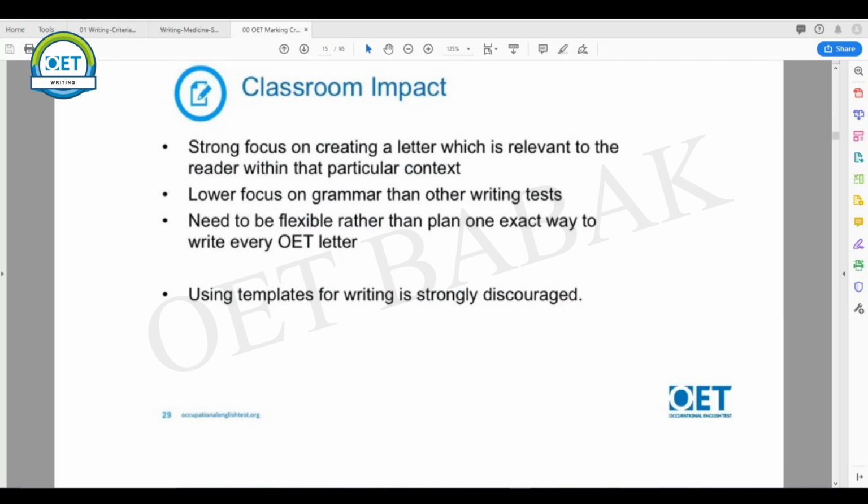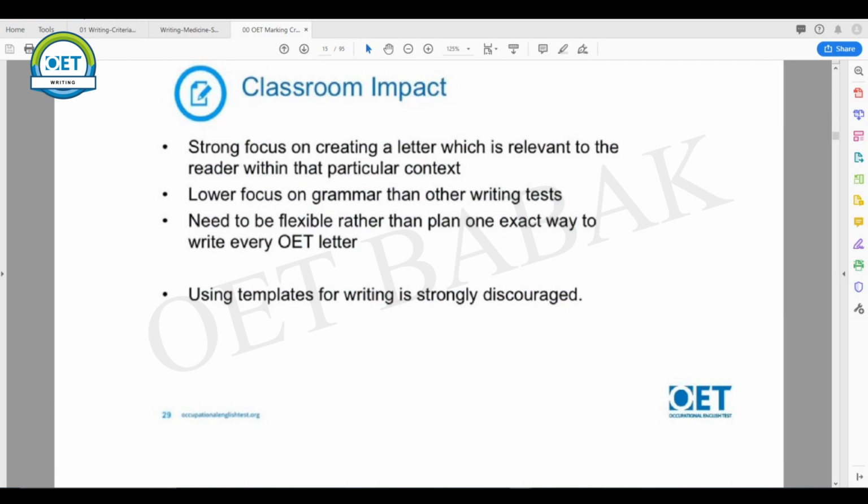But if you're writing to a lay person who's not medical, well, obviously you cannot say jaundice. But we don't have this kind of letter nowadays. I mean, we're not supposed to write to a patient or to somebody who's not medical, to social services or to a carer or things like that. But if that happens, obviously we shouldn't write medical jargon.